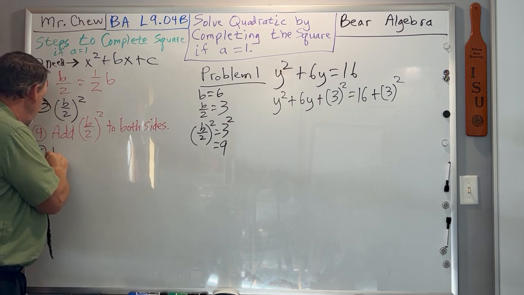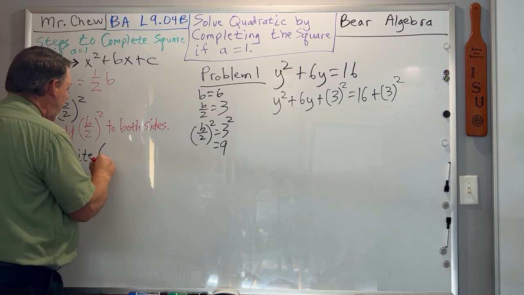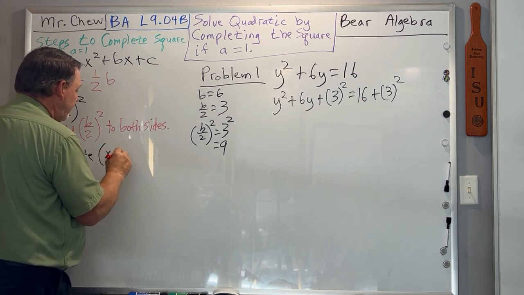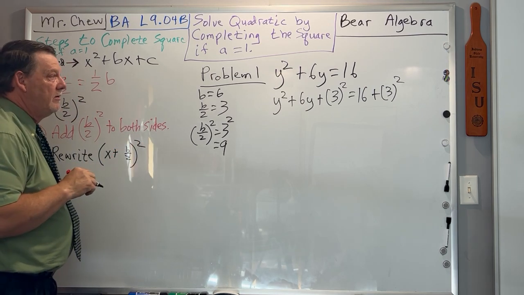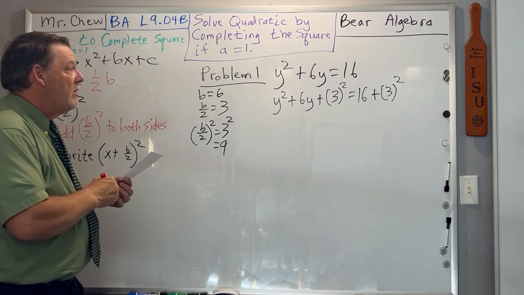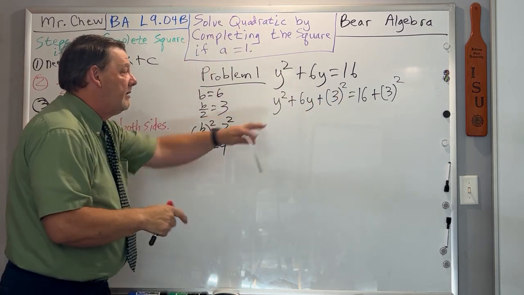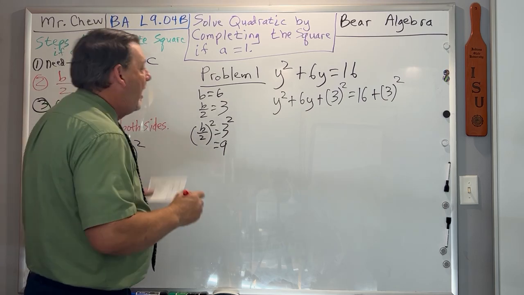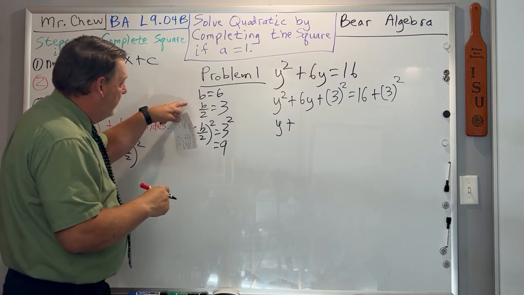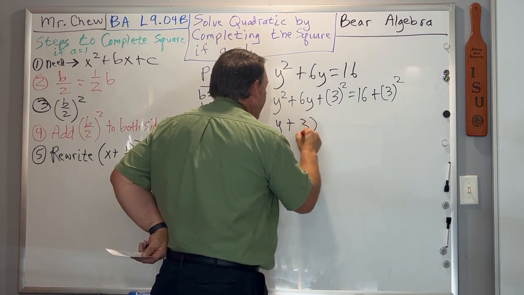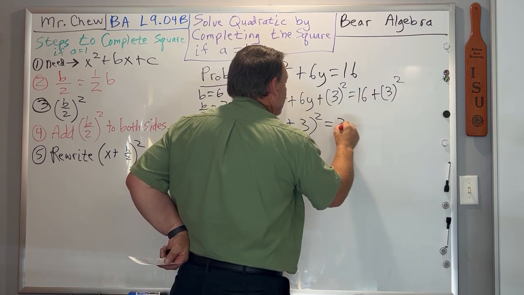Okay? All right, my next step is to rewrite this as x plus b over 2 quantity squared. Now what am I rewriting? I'm rewriting this on the left. Now remember, we don't have x squares here. We've got y's squared here. So I have y plus the b over 2, which is 3, quantity squared, equals 16 plus 9 is 25.